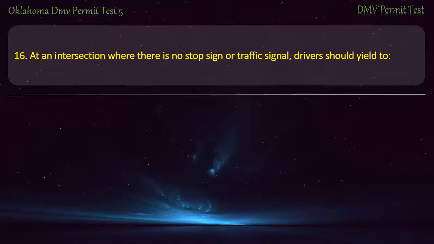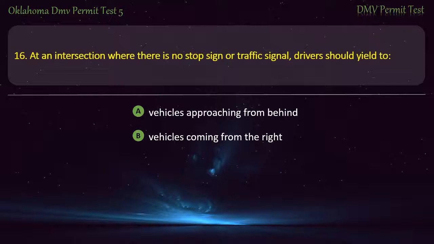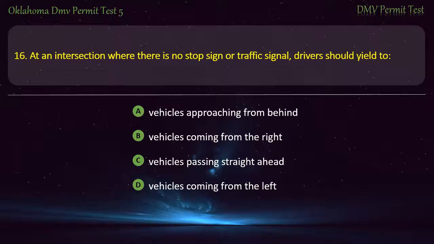Question 16. At an intersection where there is no stop sign or traffic signal, drivers should yield to: vehicles approaching from behind; vehicles coming from the right; vehicles passing straight ahead; vehicles coming from the left. Answer. Vehicles coming from the right.